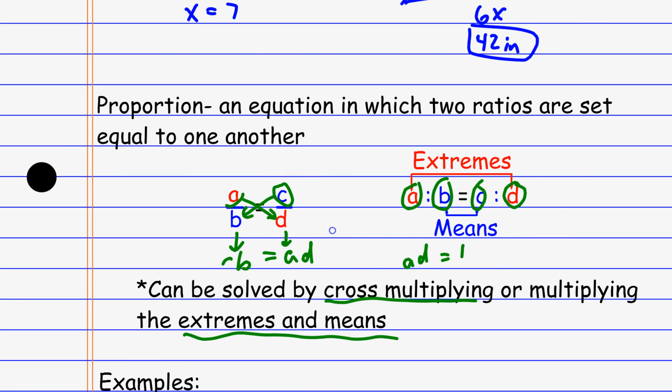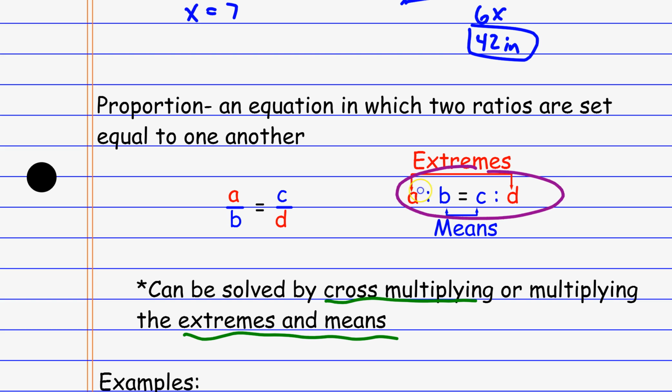Most folks, instead of doing the extremes times the means, will just rewrite this format over here. They'll rewrite this guy in this format and then cross-multiply, because that's what we're familiar with. And if you want to do that, that's fine. Okay? So here we go.